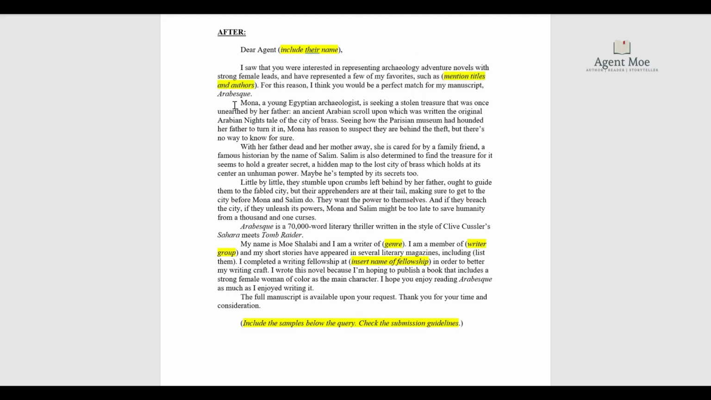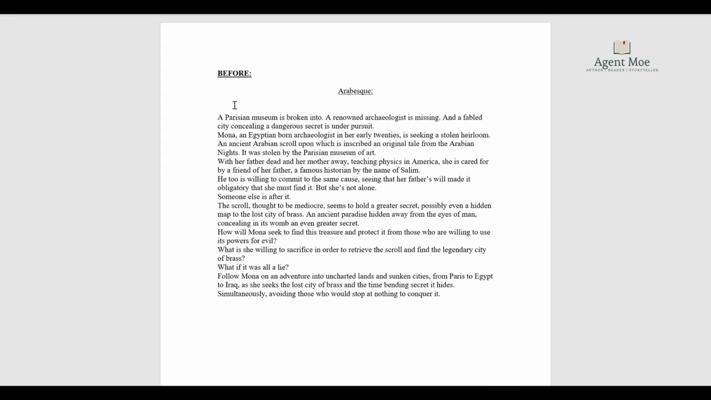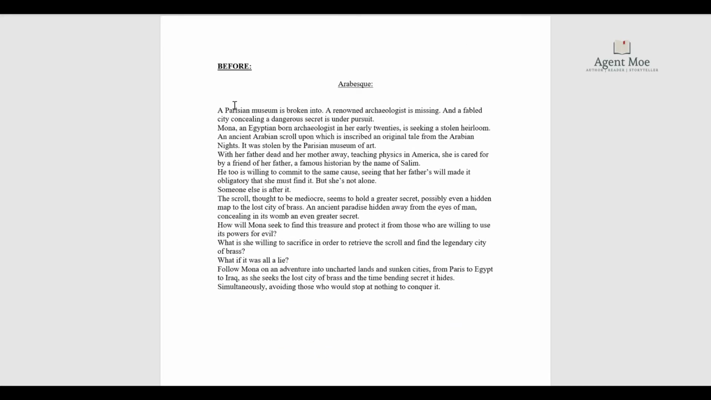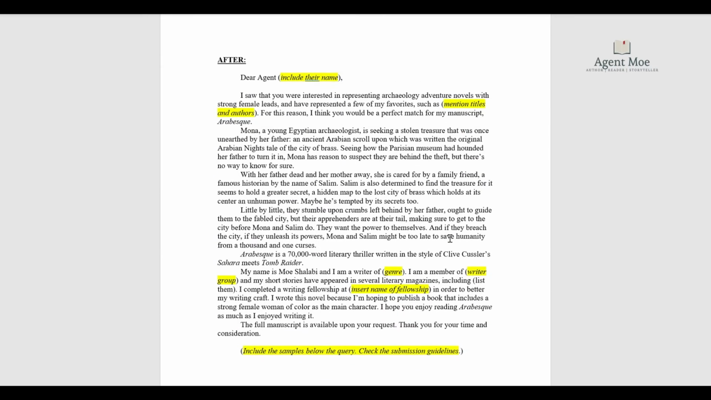All right, I immediately start with the hook. Don't waste any time on explaining outside information or information that the agent doesn't necessarily need to know. If you go back to the very first query letter that I wrote, the before, you'll notice that I spent a lot of time on details that don't really matter to the agent, or questions right here. I just ask a whole bunch of questions and then eventually summarize the whole hook in the end, which is not really necessary. It's actually a waste of space.